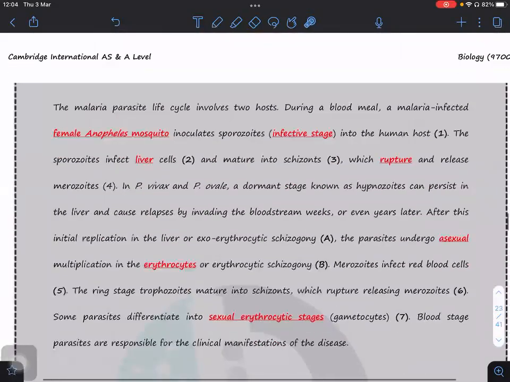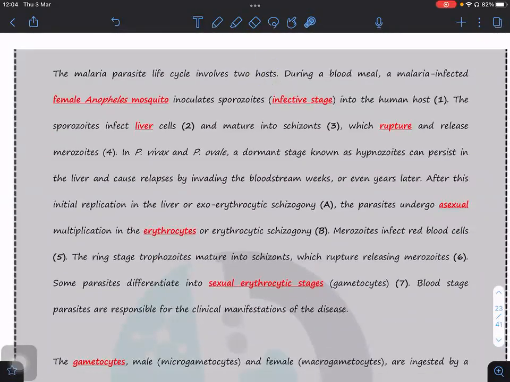So the malaria parasite life cycle involves two hosts. During the blood meal, the malaria-infected female Anopheles mosquito inoculates the sporozoites. In our syllabus, we call it the infective stage, into the human host. The sporozoites infect the liver cell first, mature into the schizont, which ruptures and releases merozoites.